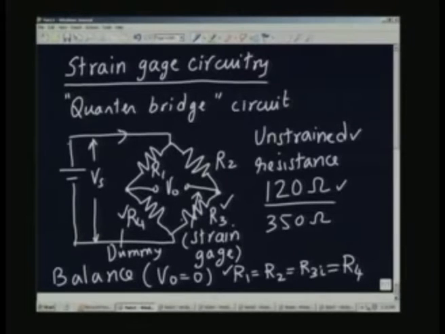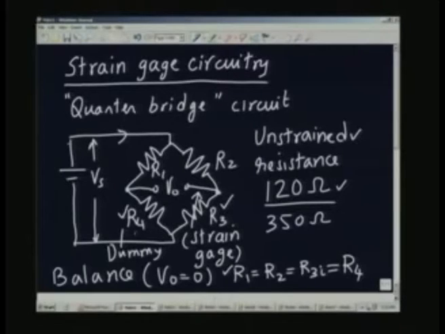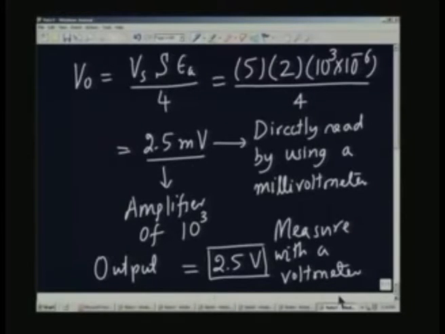These two, whatever changes take place, they will cancel each other. That is a very important thing. You should put it in the arms like this, R3 and R4. If you put the dummy gauge here and the actual gauge here, these effects will more or less nullify. But there is another important effect, that is of the lead wire resistance.